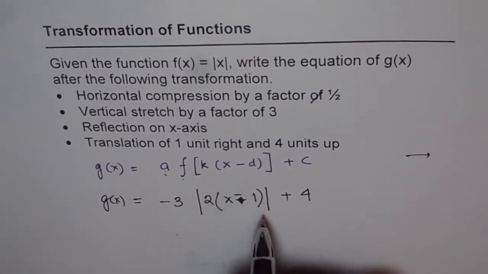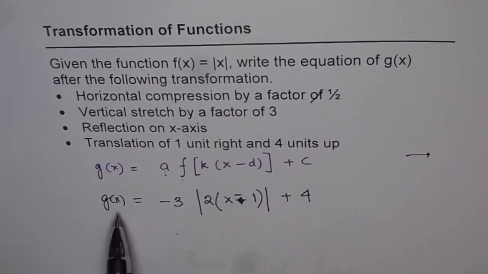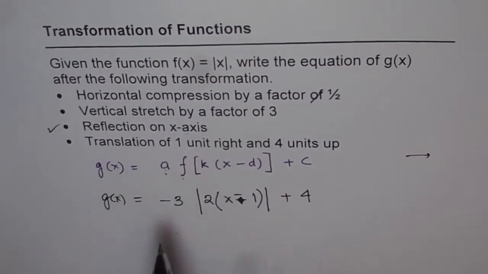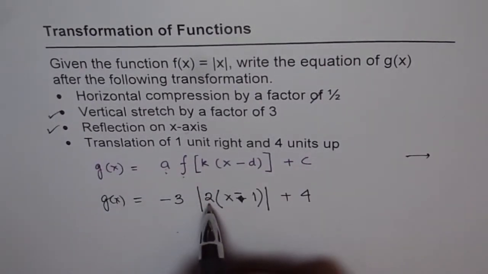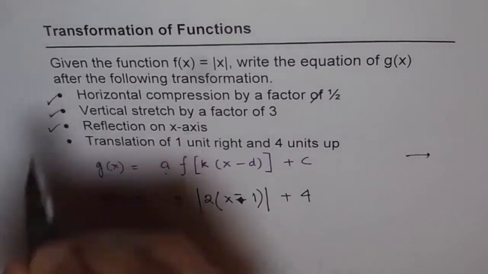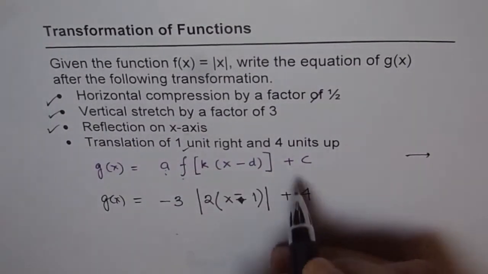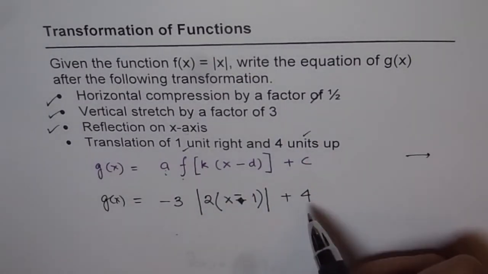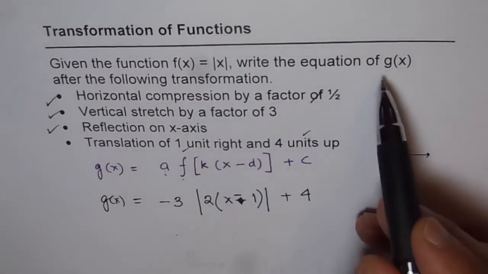As you can now note from here, let's go back and read this. If you have to write the transformation from here, this reflects on the x-axis, that is correct. 3 is vertical stretch by a factor of 3, that is correct. Horizontally compressed by a factor of half, that's correct. 1 unit right and 4 units up, perfect. So this equation confirms that it is just the right equation for converting f of x to g of x.